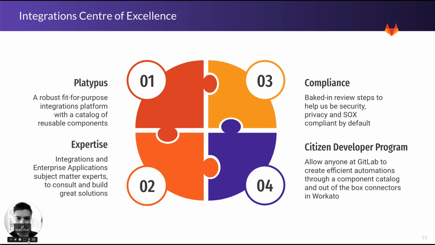And lastly, I just want to go over the vision that we have for our integration center of excellence here at GitLab. This is very common in the industry to have a center of excellence for integrations. We think this is made up of 4 parts. 1, Platypus, the technology that we bring to build these solutions. 2, the expertise that the integrations and enterprise apps team bring for these systems and for these processes that we can roll out and help teams implement well. And then 3, the compliance aspect, having baked in review steps, making sure that everything is tracked properly. We have good audit trails. We're doing the right things for logging and incident handling and for all changes that are made to systems.